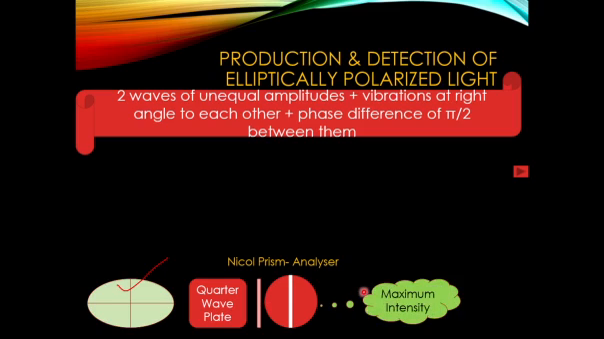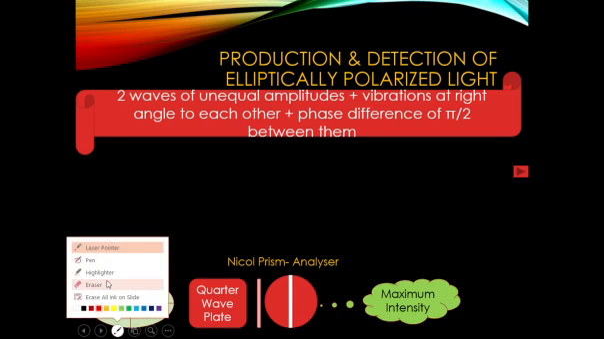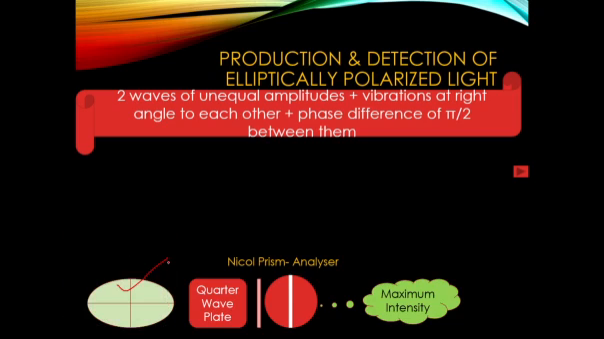Okay, so instead of elliptically polarized light, if it was a partially polarized light, then what would have happened? If it is passed through a quarter wave plate, will it make any difference? No, it will be like a partially polarized light itself. Okay, so this is how we distinguish an elliptically polarized light from a partially polarized light.